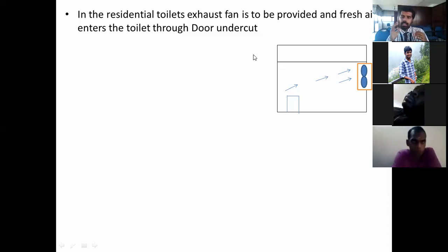But when it comes to some other applications, sometimes the toilets will be in the center portion. So you won't be able to directly exhaust. If you try to directly exhaust that air, it will reach the other room. So in such a situation, you have to exhaust the air through the duct. In toilets, that type of ventilation is known as ducted system.